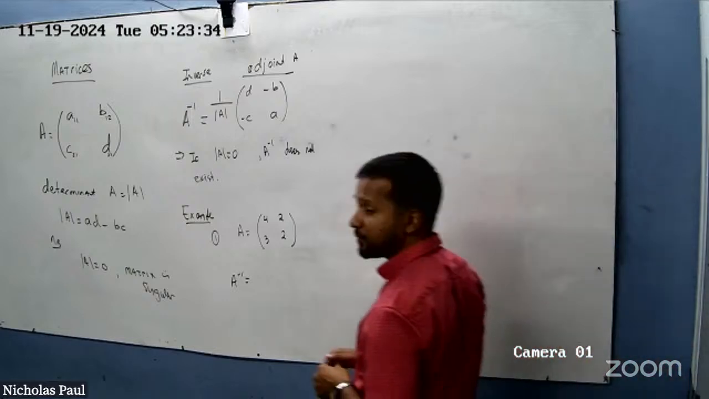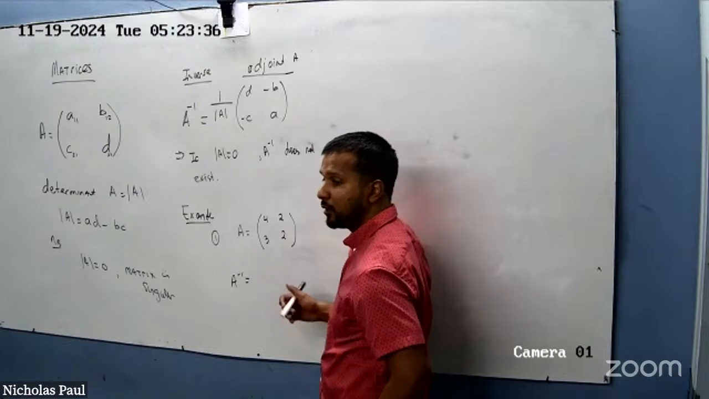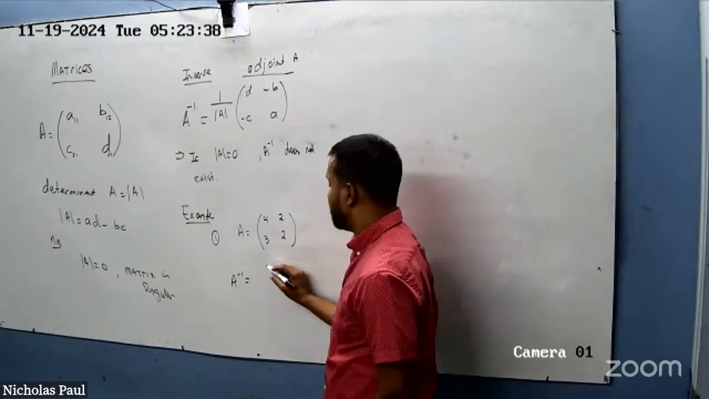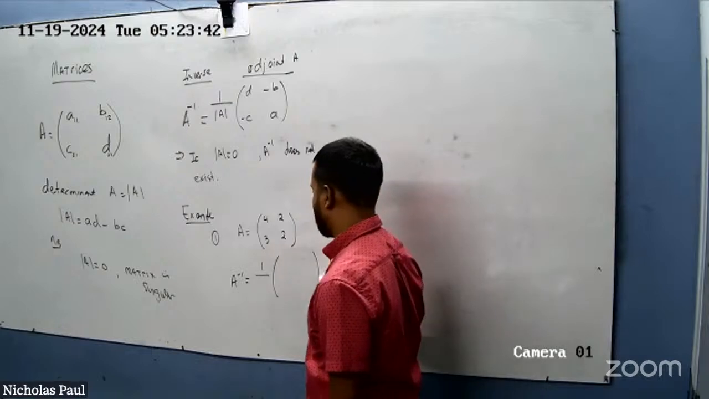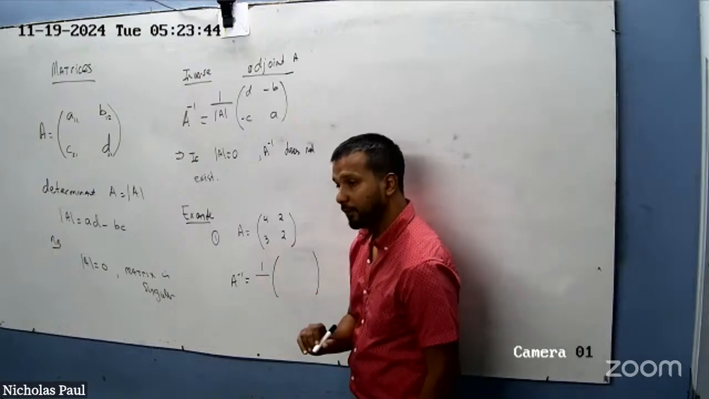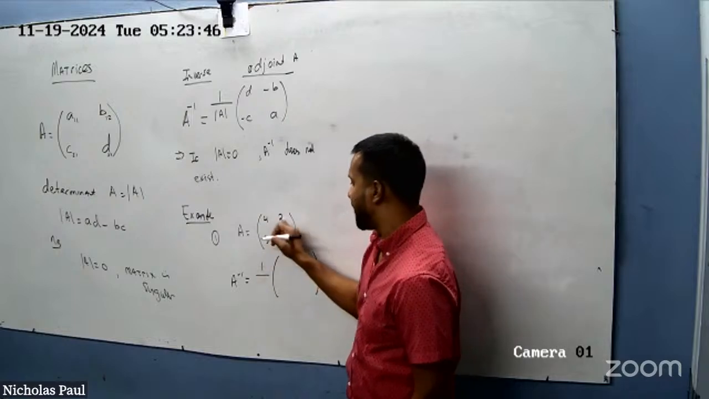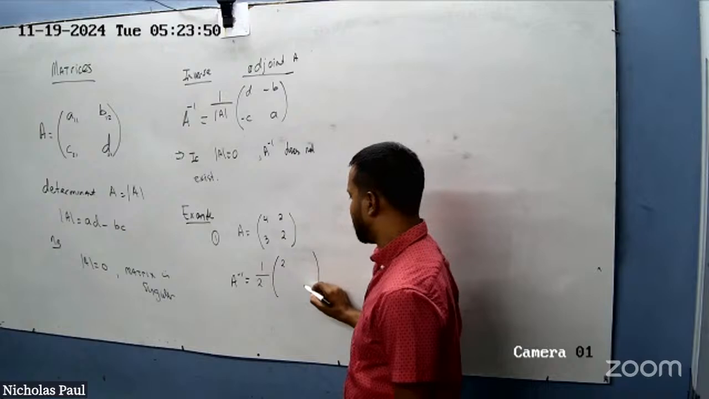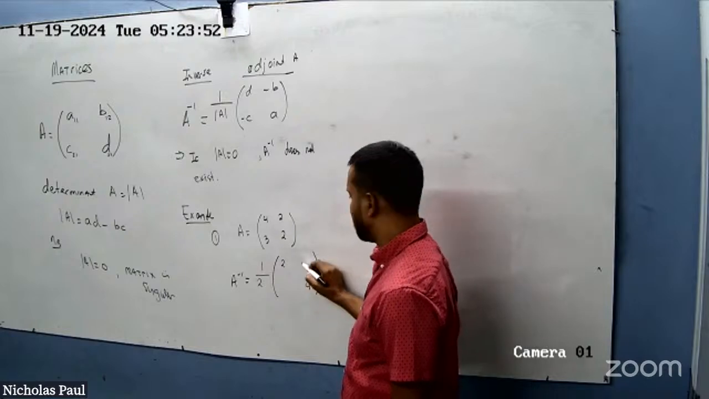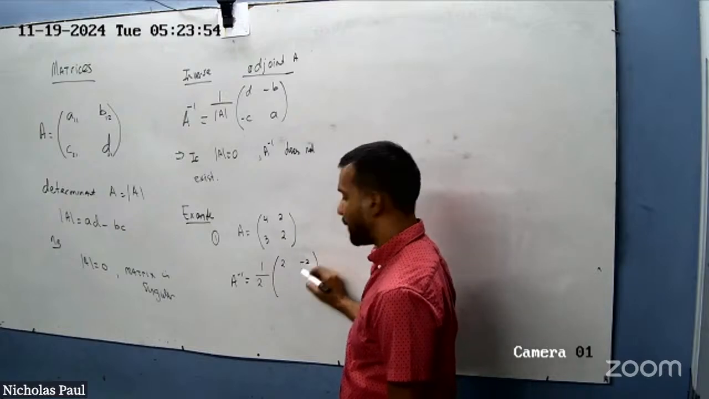Finished? Okay. So what do you have here? Three. What do you have here? One half, 8 minus 6, that's 2. And inside here is what? Minus 2, minus 3.